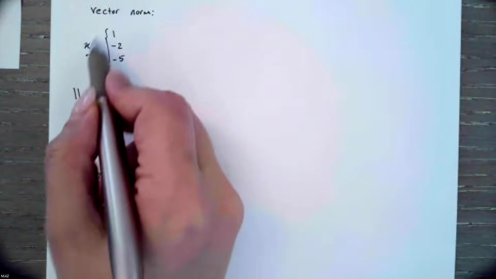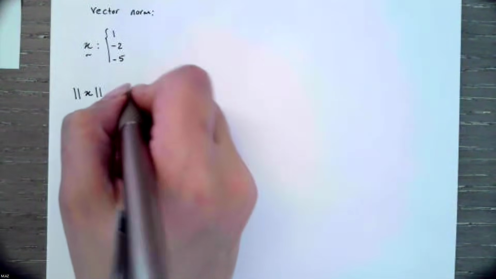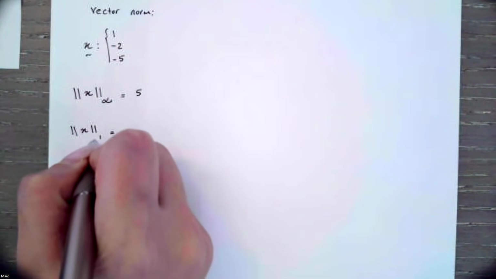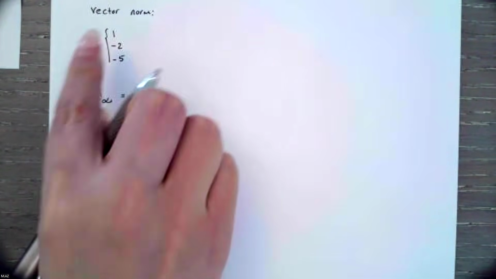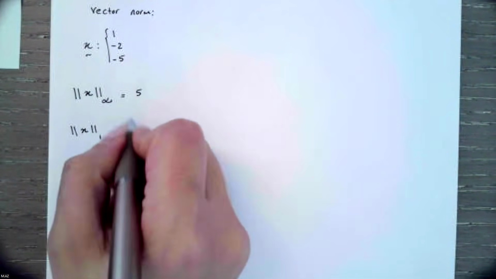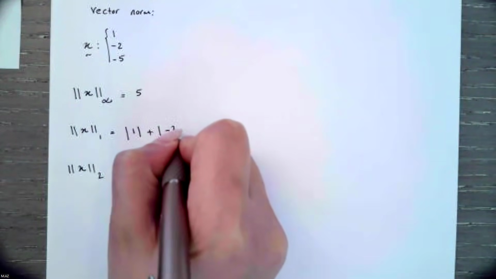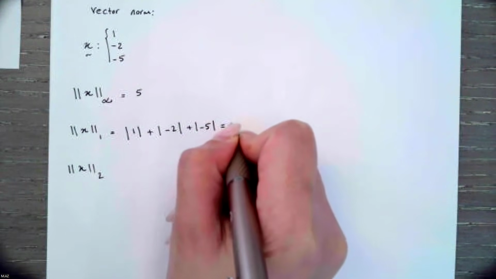the components. As you can see for this vector, the maximum absolute value is 5. How about the vector norm 1? We are adding the absolute value of all the components together. It is 8.